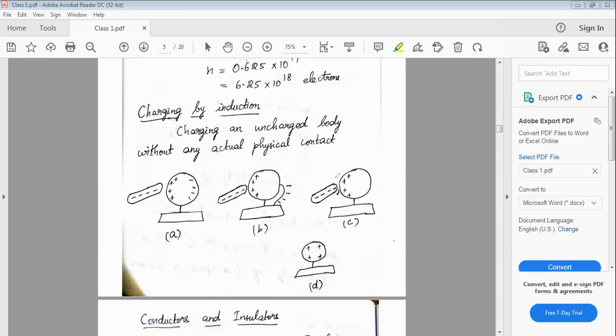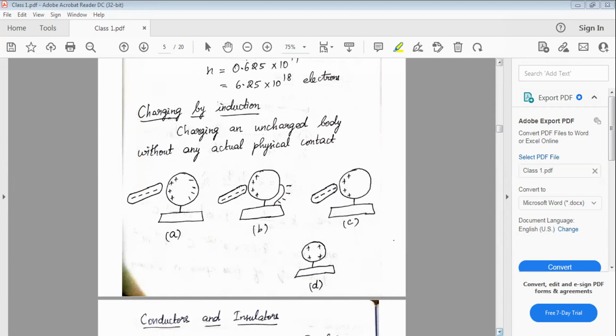When you remove this negatively charged glass rod, the positive charge is redistributed throughout this sphere in this way. But before that, you have to remove this earthing wire. Otherwise, when you remove this negatively charged glass rod, all the positive charges will also move through the conducting wire to the ground. So this is how you can charge a body through induction.